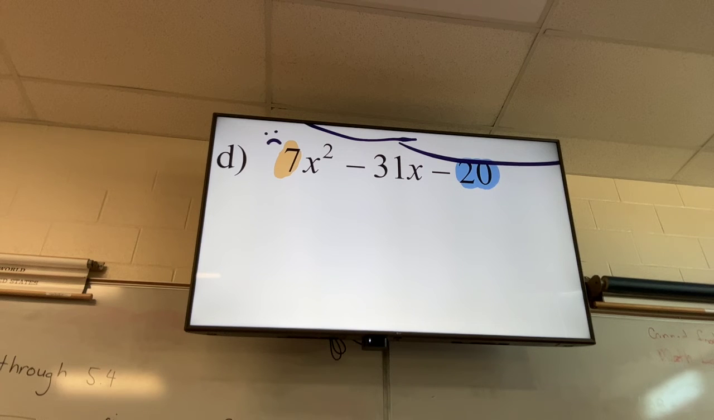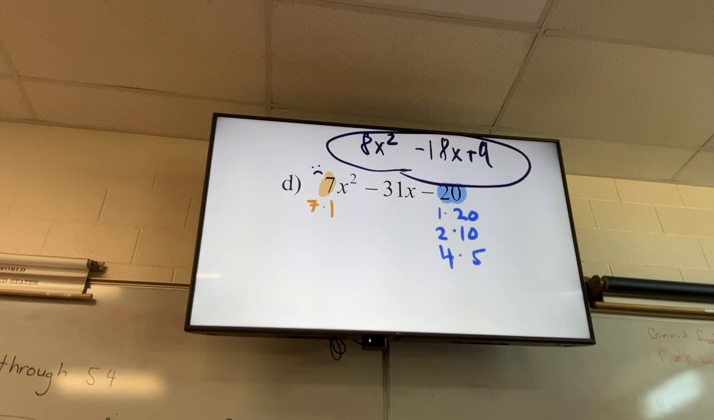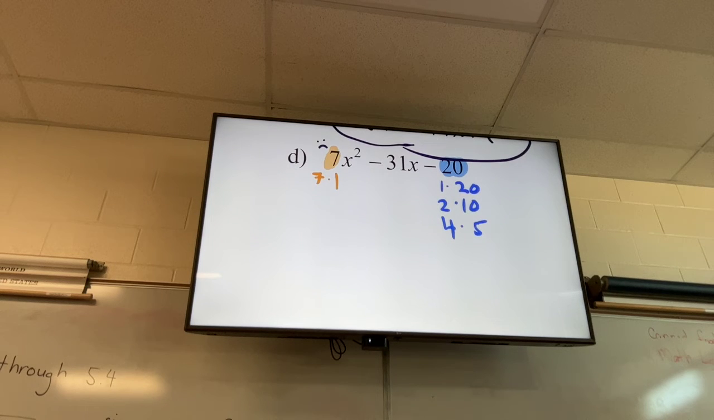What do we do then? What were you saying, Ruby? Write down the factors. 7 times 1. 20 is 1 times 20, 2 times 10, 4 times 5. Okay. Set up my problem, right? Leave some space for the orange numbers.